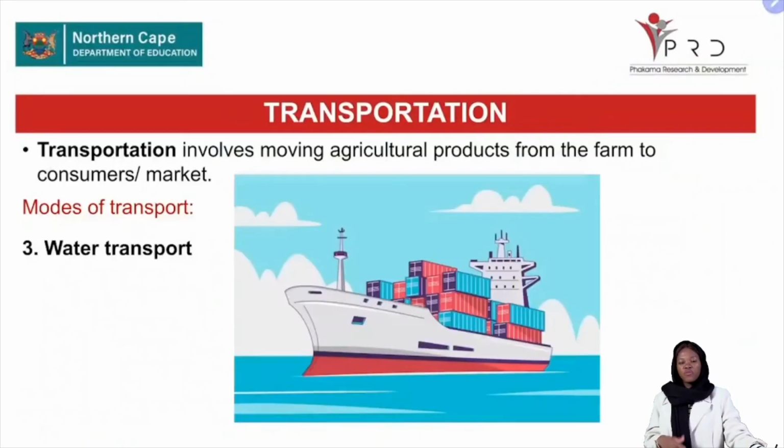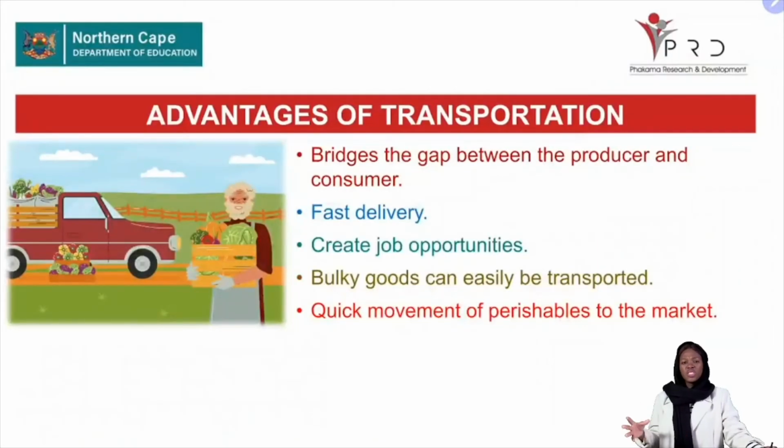Another mode of transport that we can use to transport our agricultural product is water transport, whereby we have a cargo ship to transport or move our agricultural product from the point of production to the point of consumption. Now, why is transportation important? Now, these are the advantages of transportation, the beauty of transportation.